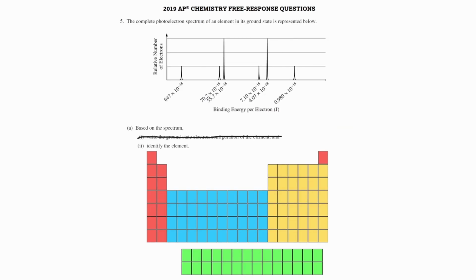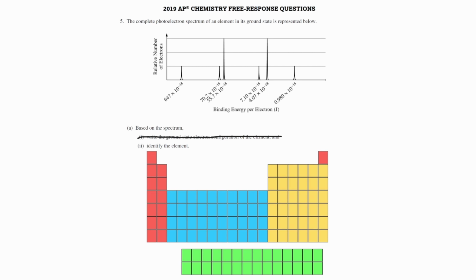Our second question comes from the 2019 AP Chemistry Free Response section. We're just going to look at question 5, part A, subsection 2, trying to identify the element that is shown in the complete photoelectron spectrum that is represented. They haven't labeled the axes, but looking at it, you'll notice that once again, the largest values are on the left and the smallest are on the right.